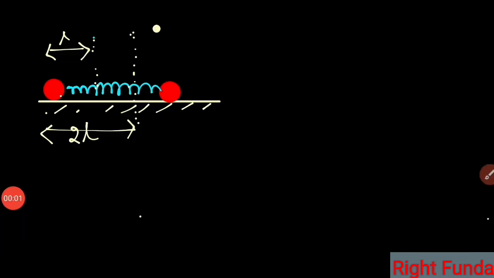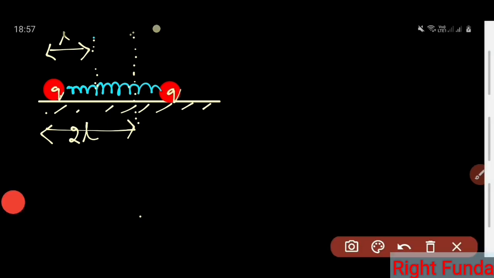The question says that the natural length of the spring was L, and when I give the Q charge and Q charge to this one, the spring got elongated and the spring length became 2L. So L was the length, and when we give the charge, it becomes 2L. This is the equilibrium position, and again it will be executing SHM about this point.